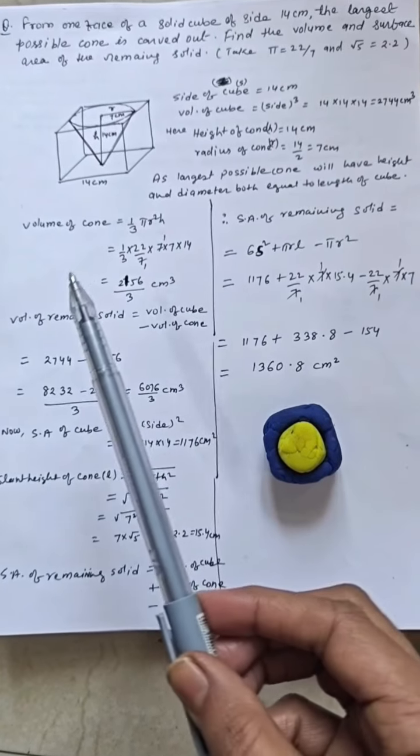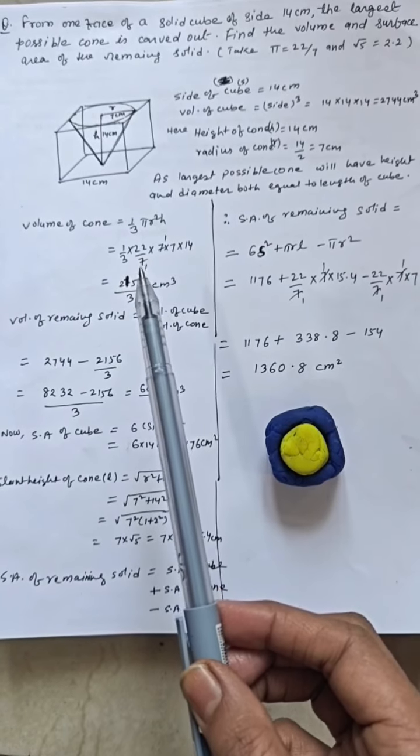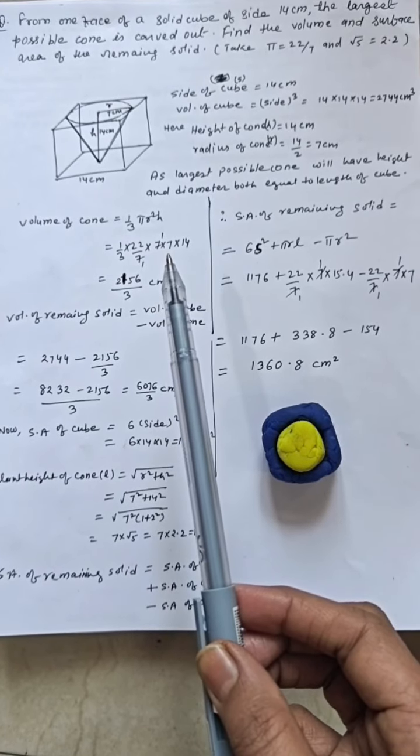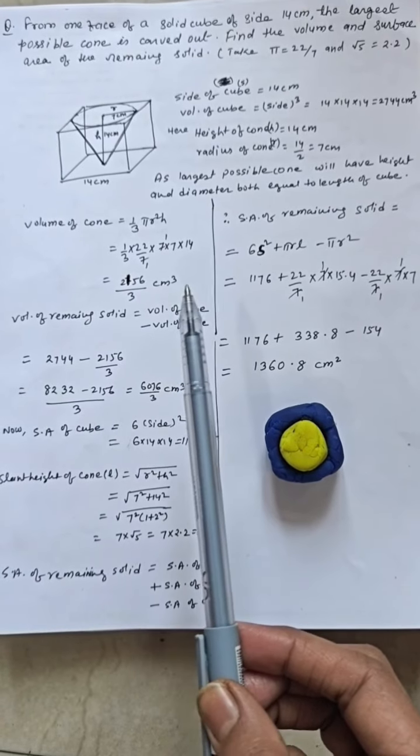Okay. Now volume of the cone is 1 by 3 pi r square h. 1 by 3, 22 upon 7 into 7 into 7 into 14. 7 gets cancelled, 2156 upon 3 centimeter cube.